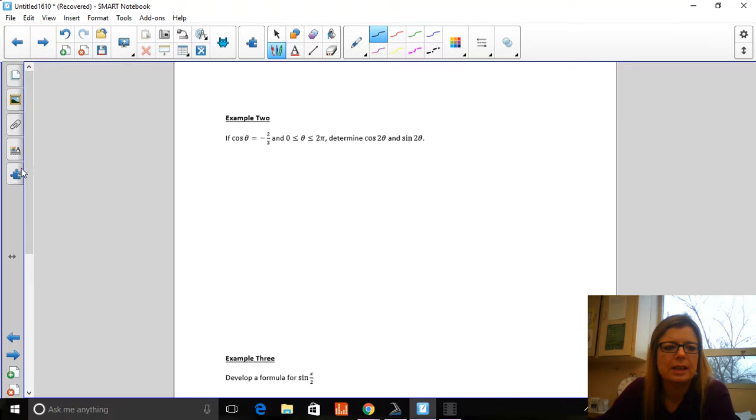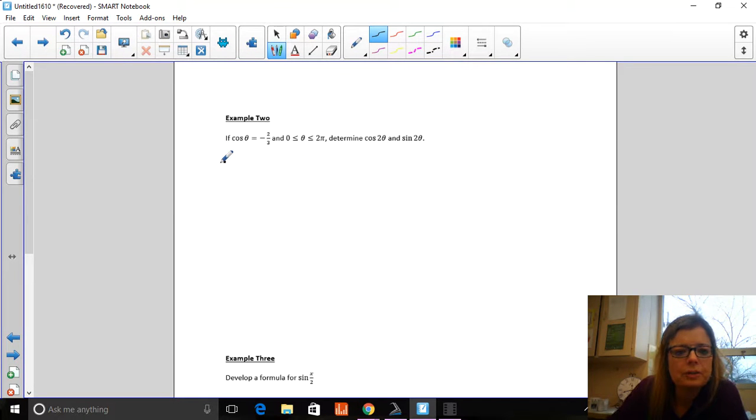Okay. Now we're going into a bit of a more complicated problem. So again, you'll need to refer back to your equations to figure out which one is most useful for you. So this gives us that cos theta is equal to negative 2 over 3. So they want us to find out, and we know it's in the first revolution. So they want us to determine cos 2 theta and sine 2 theta.